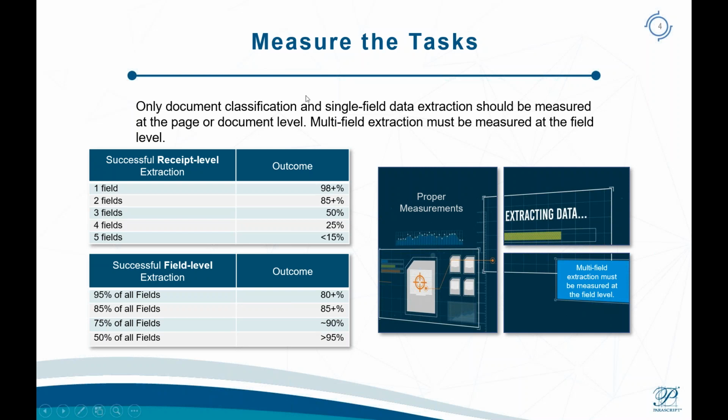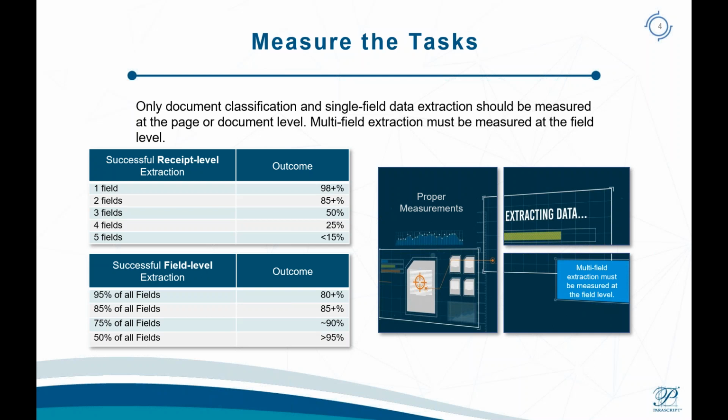So at the top of this table right here, you're going to see the measurements for 1 field, 2 fields, 3 fields, 4 fields, and 5 fields. And you're going to see the rough percentages of success for each one. And as you can see, the amount of success drops precipitously once you get past 2 fields. And why is that? It's that, generally, the more fields you have on a document or a page, the more chance you're going to have for error.